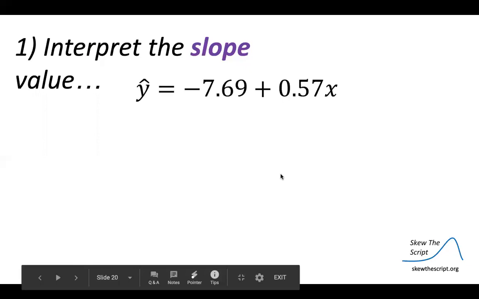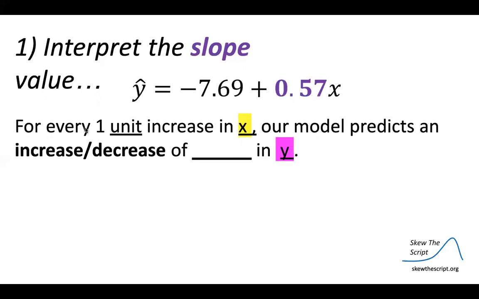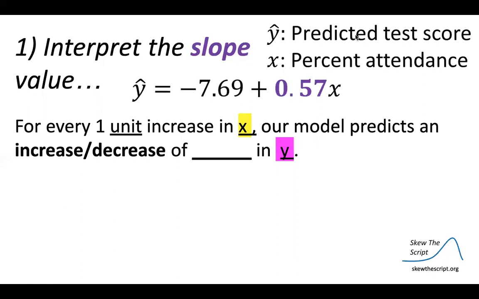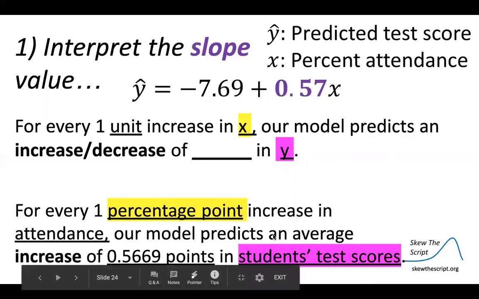Let's interpret the slope. So where is the slope? Well, it's the number in front of the x. In this case, it's the 0.57. And so the slope is, remember, for every 1 unit increase in our x, our model can predict an increase or decrease of whatever the slope is in y. So let's plug in our values. Our y hat is the predicted test score, and the x is the attendance. So basically, for every 1 percentage point increase in attendance, our model predicts an average increase of 0.569 points in the student's test score. So that's the unrounded version.